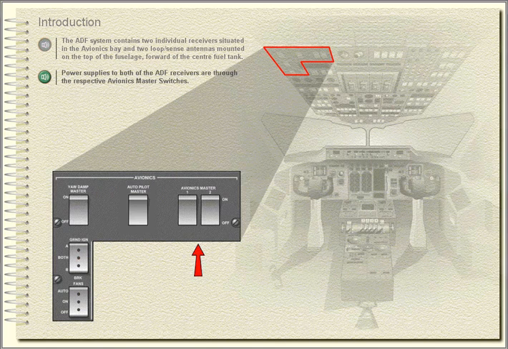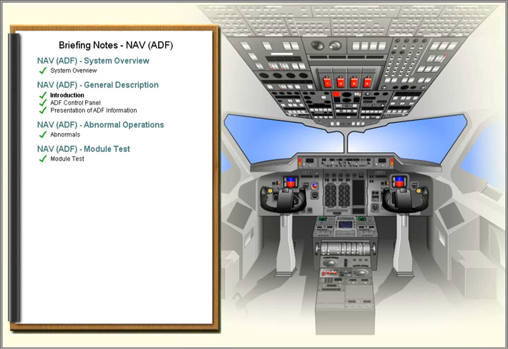Introduction. The ADF system contains 2 individual receivers situated in the avionics bay and 2 loop sense antennas mounted on the top of the fuselage forward of the center fuel tank. Power supplies to both of the ADF receivers are through the respective avionics master switches.